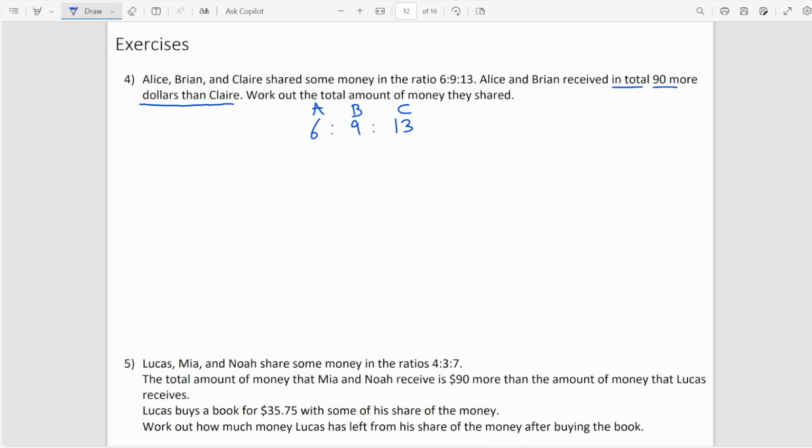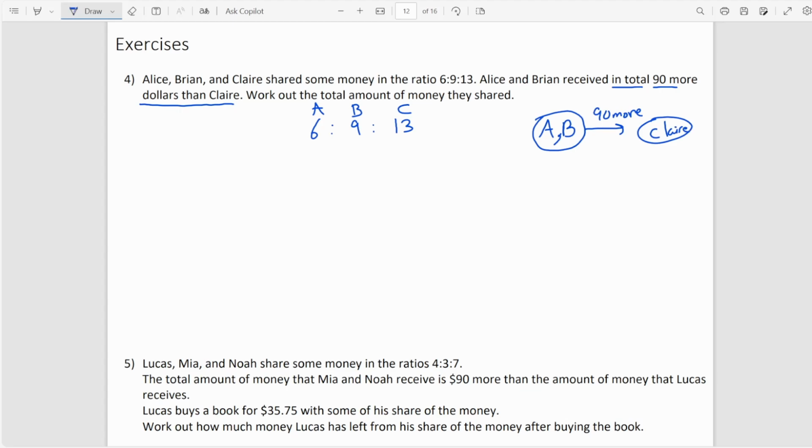Now we need to understand here that we have 90 more received by Alice and Brian. $90 more. This right here is not what they received. This is the difference between Alice and Brian and Claire. So if you put Alice and Brian's money together, it will be 90 more than Claire. Okay?